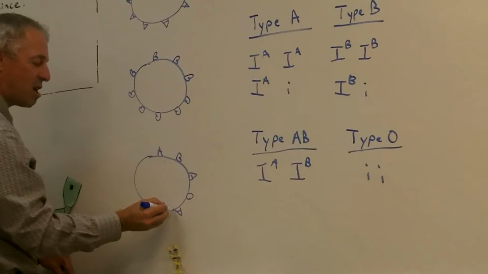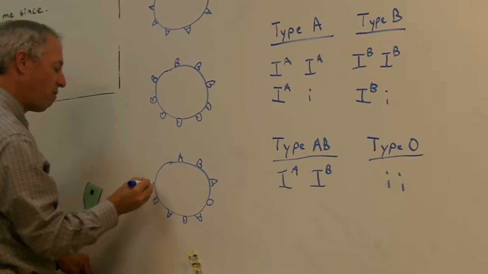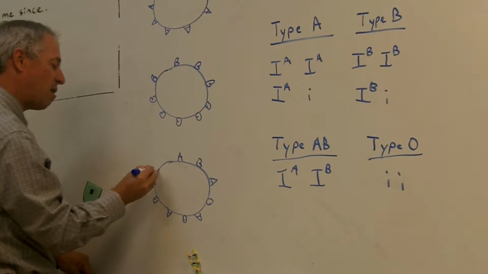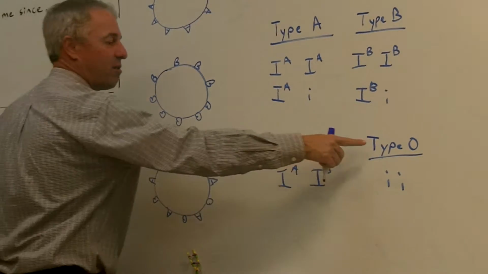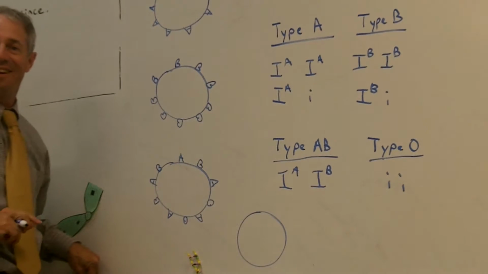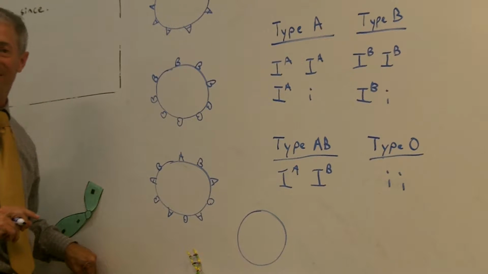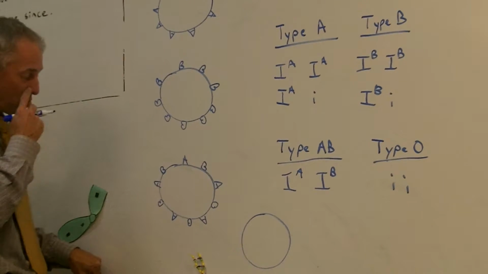It's hard drawing upside down letters, but I'm really good at it. And if you have type O, guess what you have? Nothing on the outside. No letters. Is that bad? Nope. That's just what most people are.